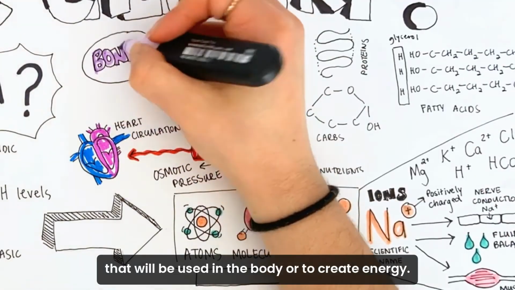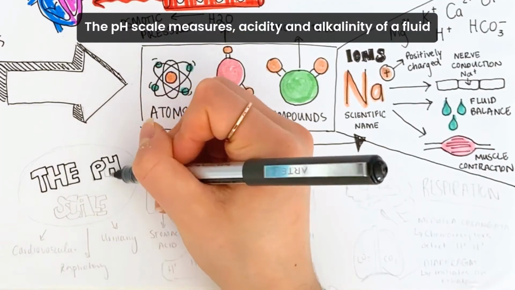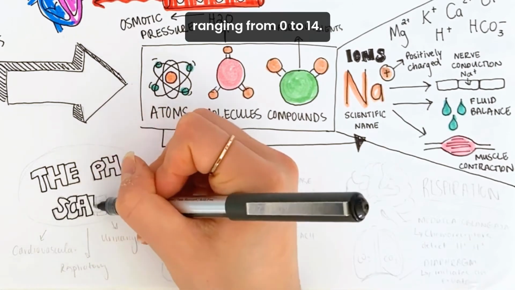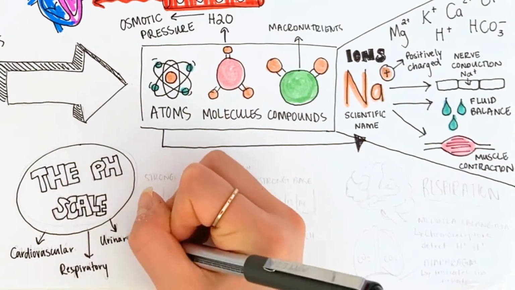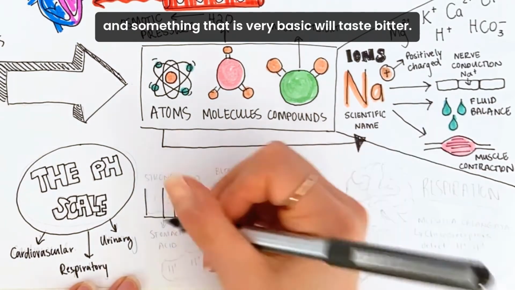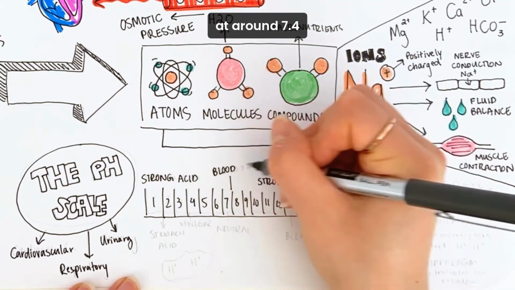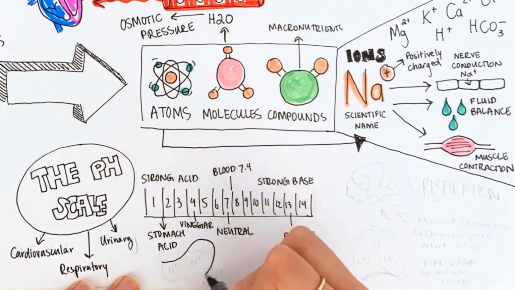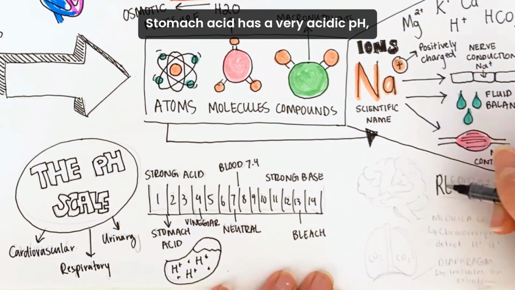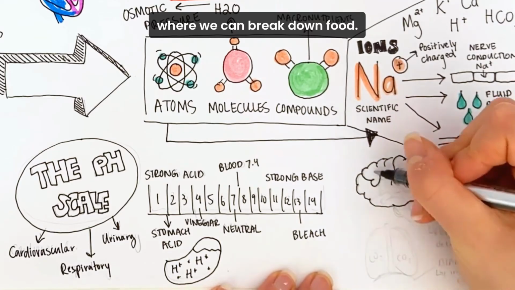or to create energy. The pH scale measures acidity and alkalinity of a fluid, ranging from 0 to 14. Something that is very acidic is sour tasting, and something that is very basic will taste bitter. The body maintains a stable blood pH at around 7.4 to support enzyme function and metabolic processes. Stomach acid has a very acidic pH, which helps us create an environment where we can break down food.